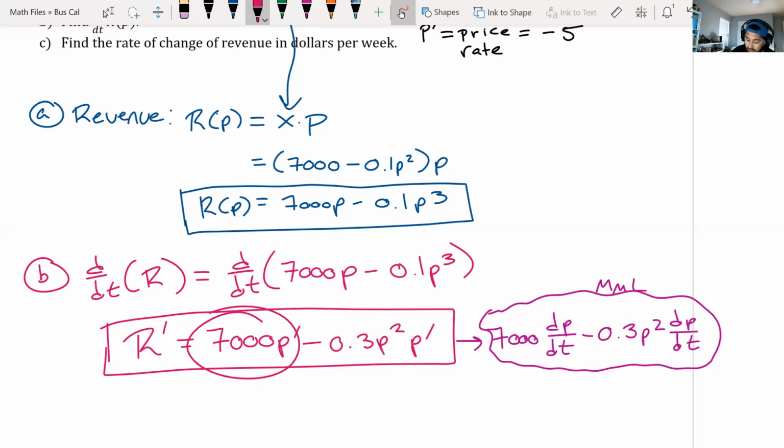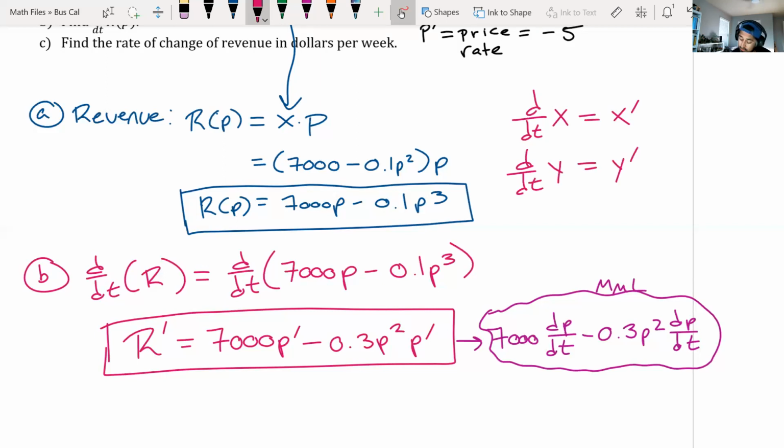Yeah, exactly. Remember, if we go back to the first page, you'll see that d over dt, and I'll do it for all the terms, d over dt of x is just x prime, and d over dt of y is just y prime. Therefore, d over dt of p would just be p prime, no matter if you had a number in front or not. So d over dt of 7,000 p would just be 7,000 p prime. Okay, that clear it up?